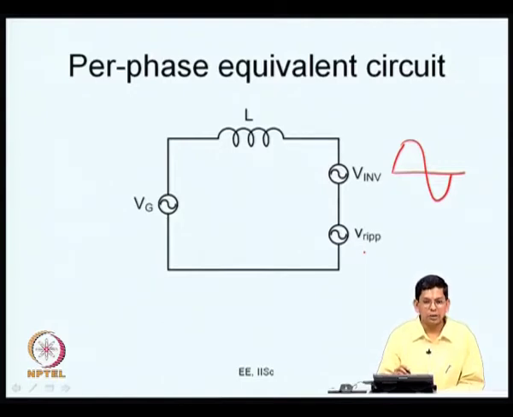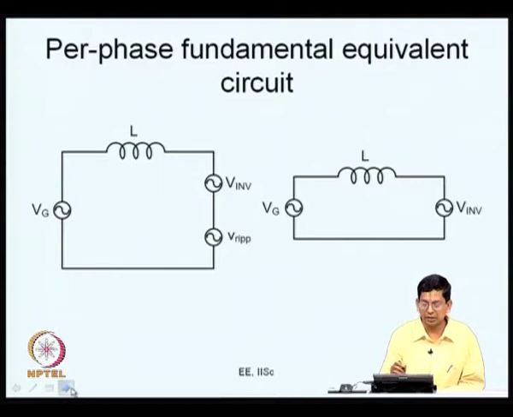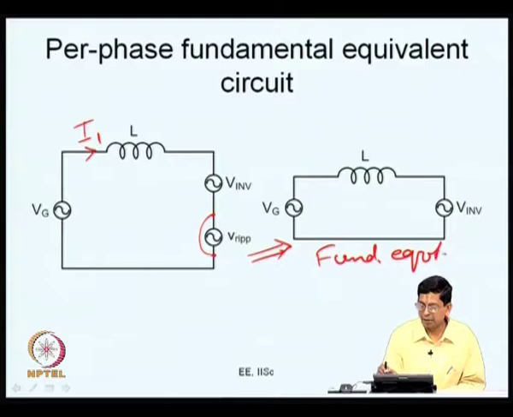I can use this equivalent circuit first to study the fundamental component. I just want to see how much fundamental current flows. So, the fundamental equivalent circuit is like this. If I want to calculate the fundamental current I1, it is not affected by the ripple voltage, so this is effectively a short here. So, you go to this fundamental equivalent circuit. This is what we have been using all through. The phasor diagrams which we explained some time back are all based on this fundamental equivalent circuit.